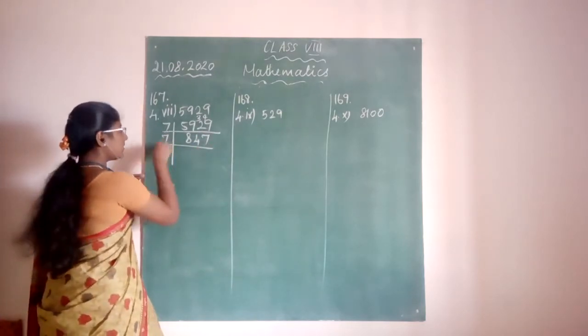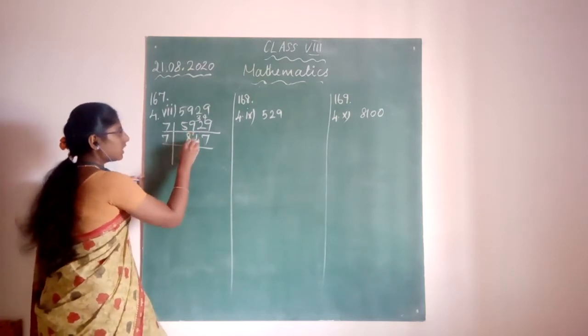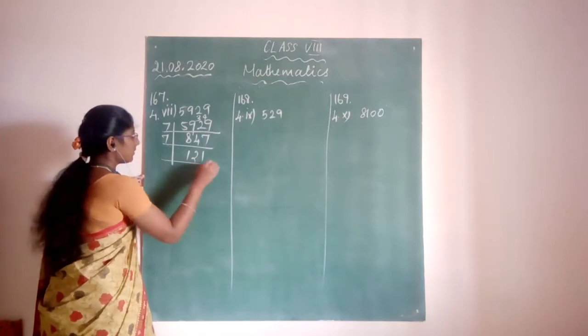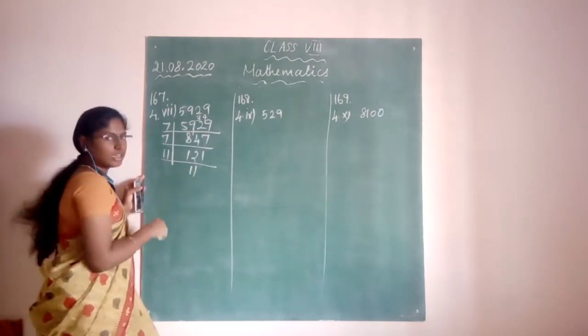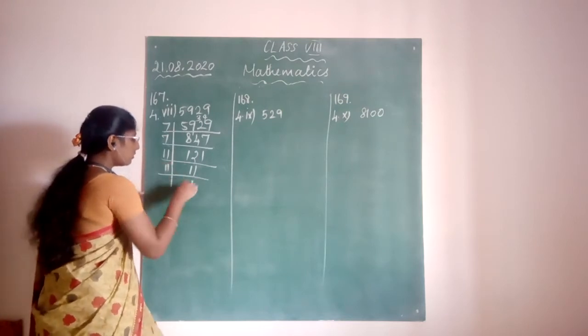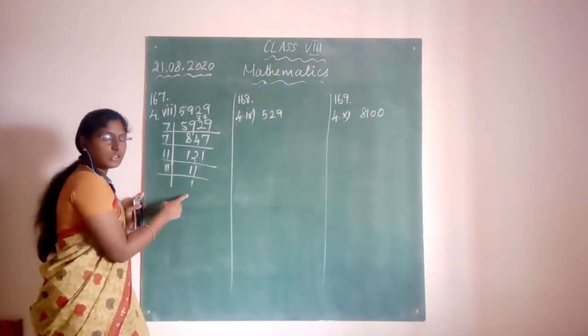Next you have again the 7 table. 7 1s are 7. And 1 is remaining. 7 2s are 14. And 7 1s are 7. And we know 11 11s are 121. Okay. Next you have 11 1s are 11. You have to proceed till you get 1.